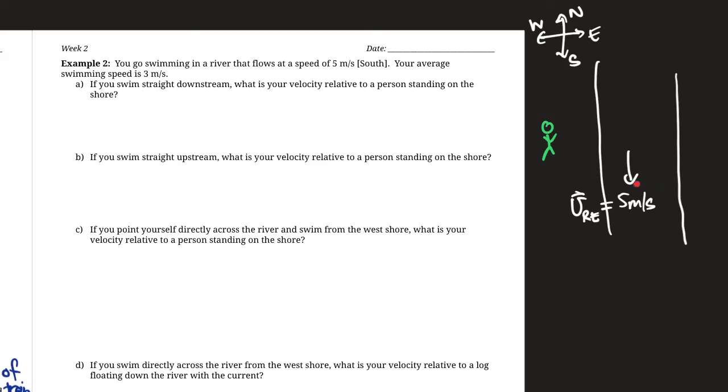So we already know the river with respect to Earth is 5 meters per second, but we also know our swimming speed is 3 meters per second. So the swimming speed is going to be also south, in a direction of 3 meters per second.